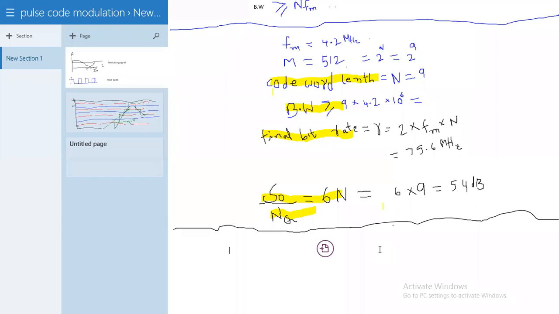Circuit complexity is increased when compared with the analog systems. Complexity: the sampling process is there, quantization is there, encoding is there. So we have to perform all those things. The complexity is increased when compared to the analog systems. These are the drawbacks for PCM when compared with analog systems.